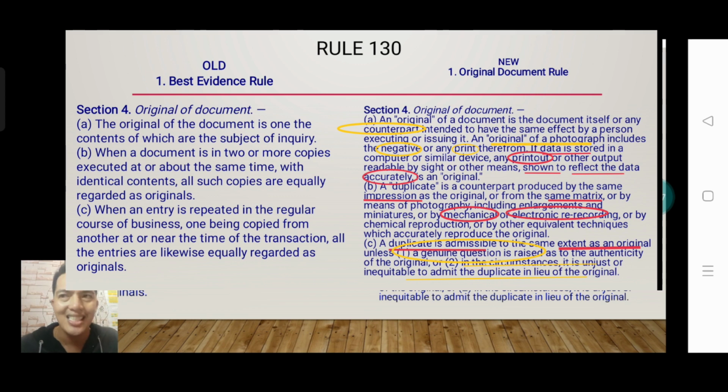Second, in the circumstances nga which is unjust or inequitable to admit duplicate in lieu of the original. So there are two instances nga pwede nimo i-question si photocopy ha or si duplicate nga dili nimo siya ipa-consider as original. But as a general rule, ang photocopy or a duplicate is considered as a counterpart of the original under the new rules on evidence.